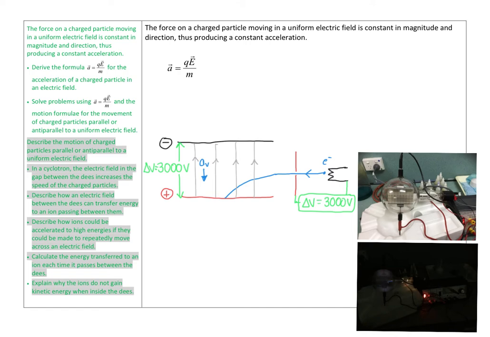We know, what colour shall we use? Blue? Yep. We know that from the definition of electric field strength, that electric field is equal to force per unit charge. And we can rearrange that formula to get it in terms of force. So the force that a charge experiences due to an electric field is given by EQ. And we know also from Newton's second law that force is equal to mass times acceleration.